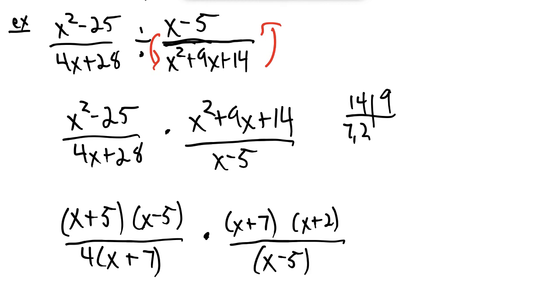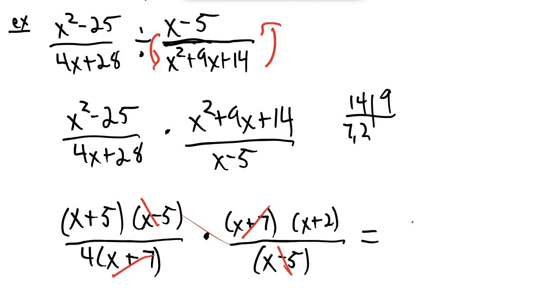And here's a cool thing. You don't even have to multiply these all together into one sandwich. Now we can look for things that are the same on the top and bottom. Look, we have an x minus 5 here and an x minus 5 there. Those are going to cancel. We have an x plus 7 there and an x plus 7 there. So those are going to be canceled.